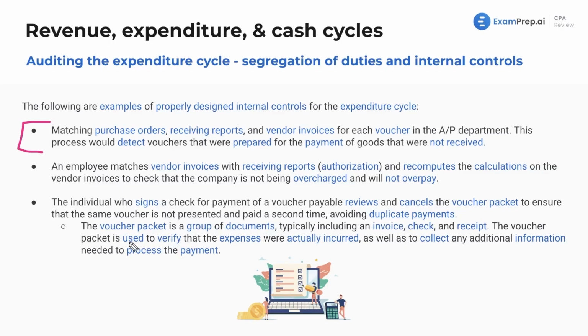Perfect. Now, as I mentioned, we were going to talk about what the voucher packet is. A voucher packet is a group of documents which typically includes an invoice, a check, and a receipt. Got a lot of details on this particular purchase. The voucher packet is going to be used to verify that the expenses were actually incurred, as well as to collect any additional information needed to process the payment. Whenever we see the voucher packet come up, now we know what it is.